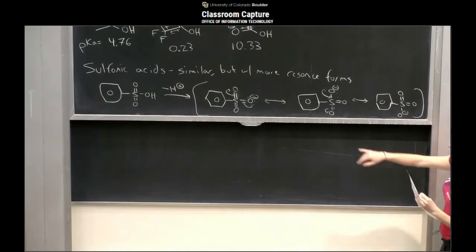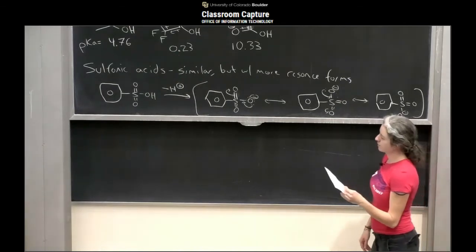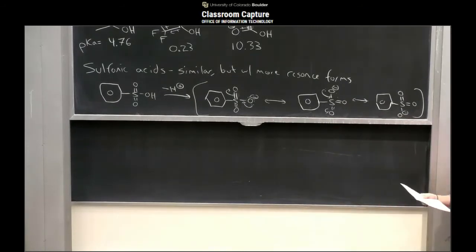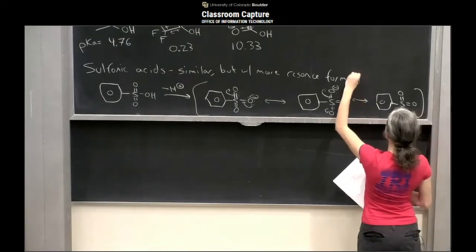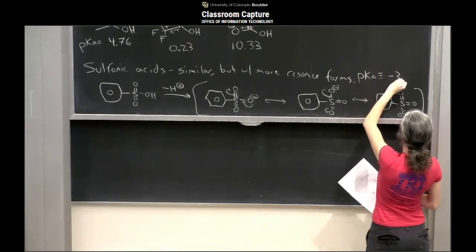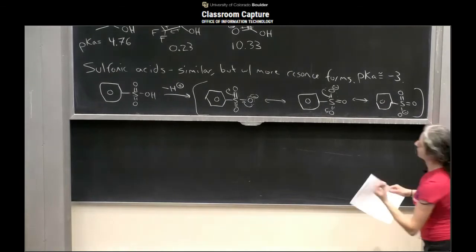So not surprisingly, sulfonic acids are even more acidic than carboxylic acids, just due to even better resonance stabilization. So the pKa of these groups, I think for this particular molecule, is about -3. But like before, you can dial that up or down a bit, depending on what other group you have going on.